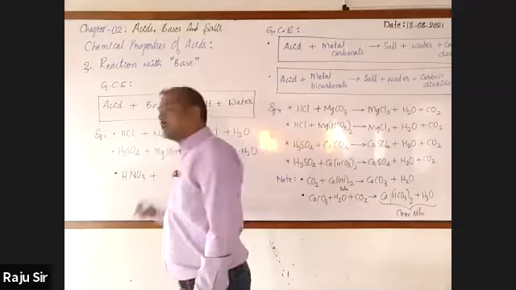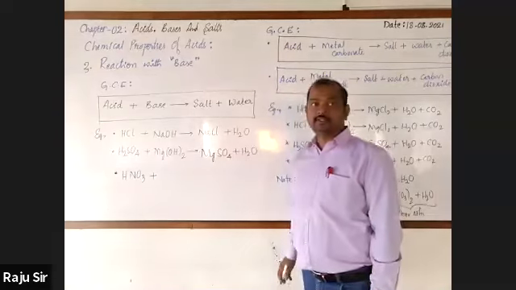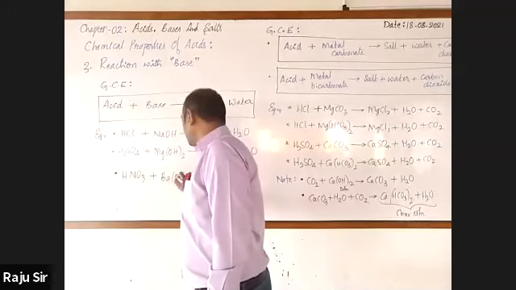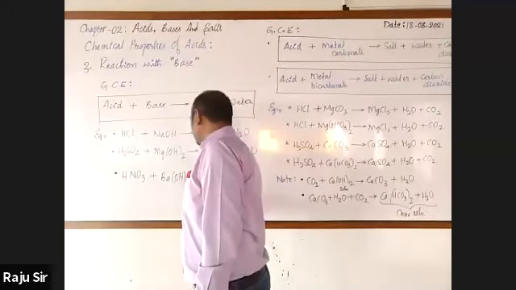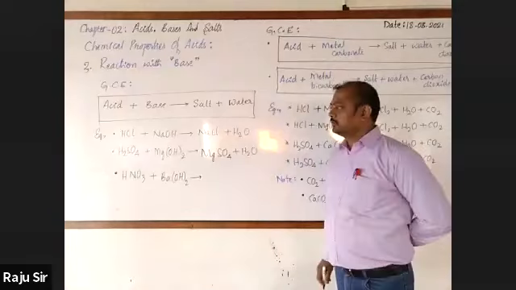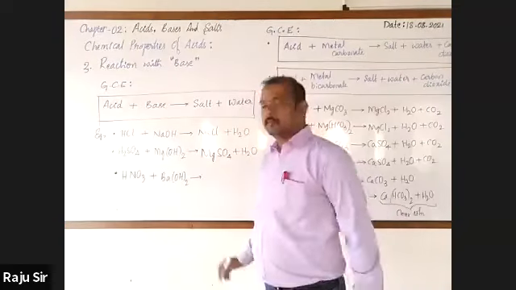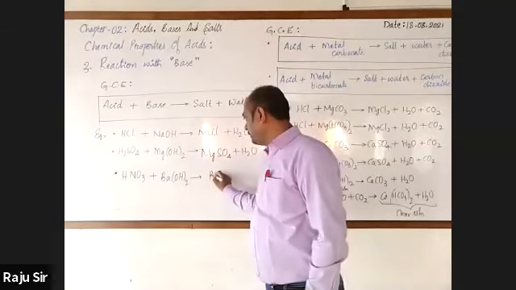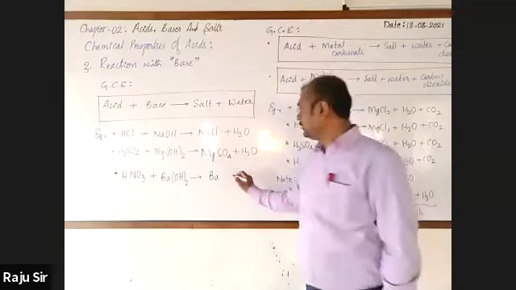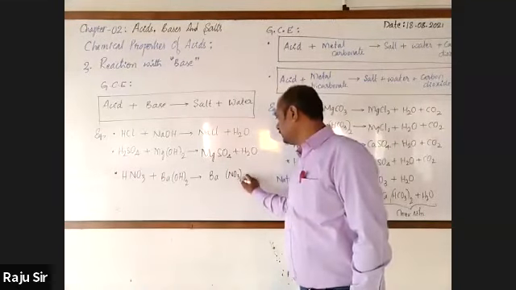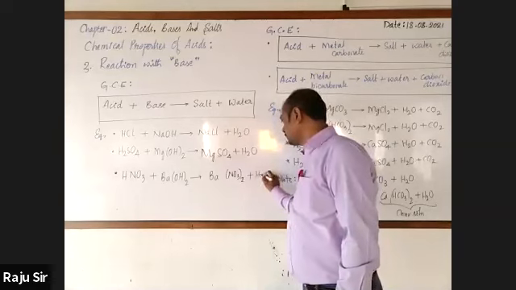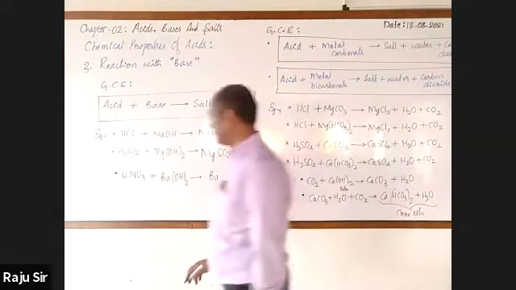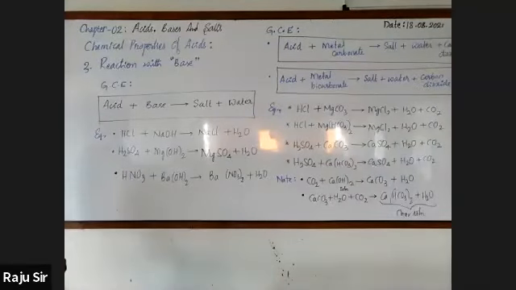Next, HNO3. Name this acid. Nitric acid. It reacts with the barium hydroxide base. Barium nitrate plus water. Ba(NO3)2, barium nitrate, plus 2H2O.